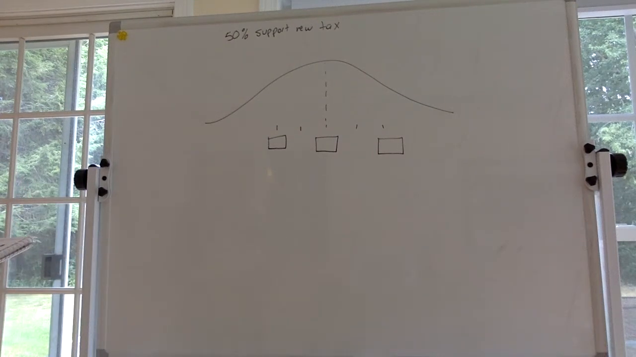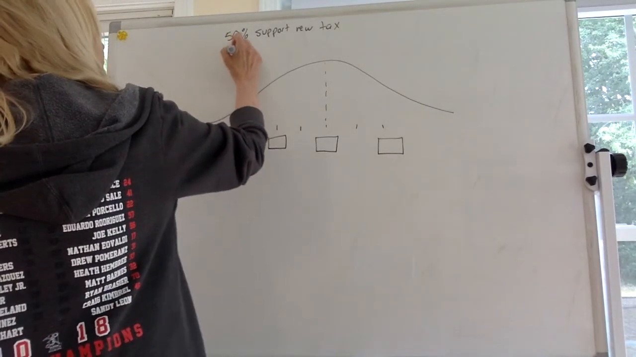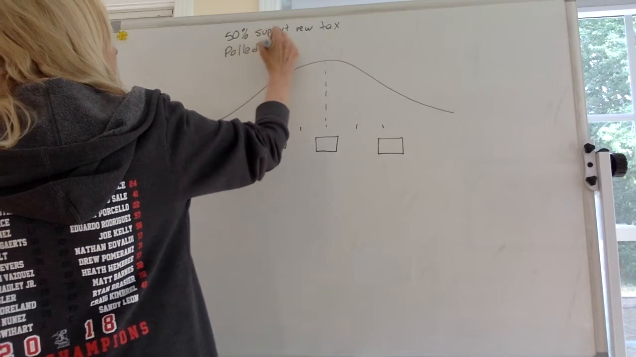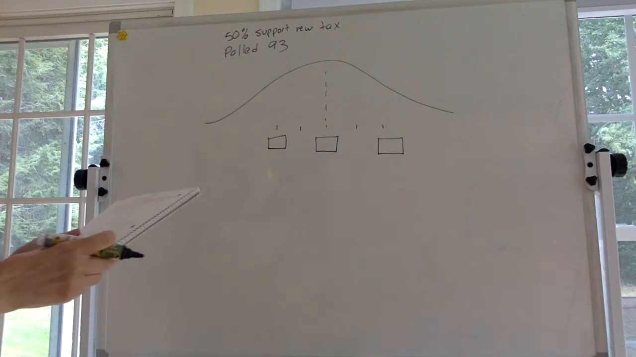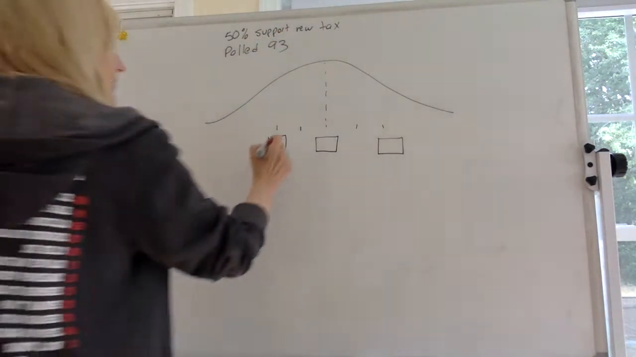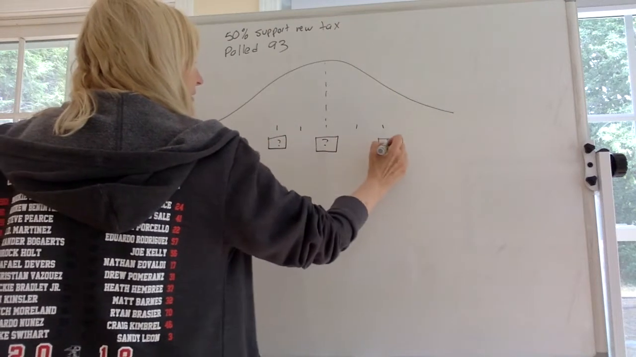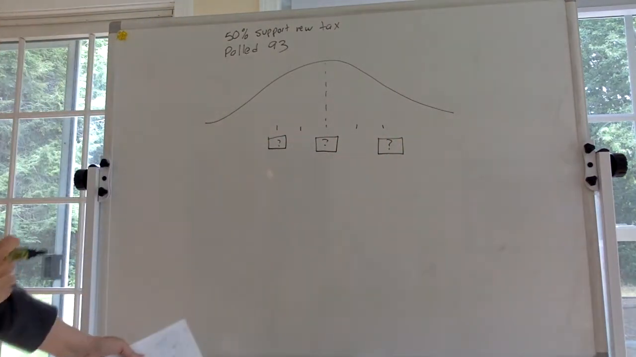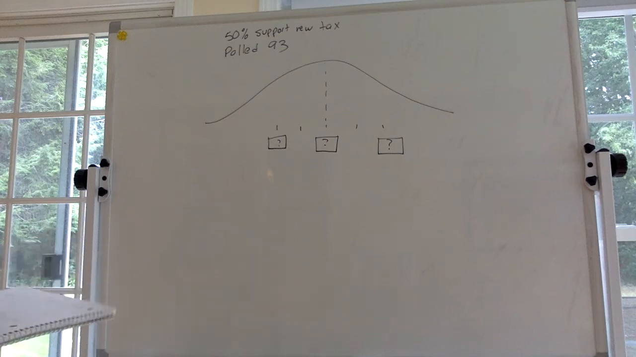Okay, in this problem, they give us a bell-shaped symmetric curve, and they tell us 50% of the voters support a new tax, and they polled 93 voters. They have these boxes underneath certain areas on the curve, and they want us to fill them in. So you kind of have to interpret a little bit here.